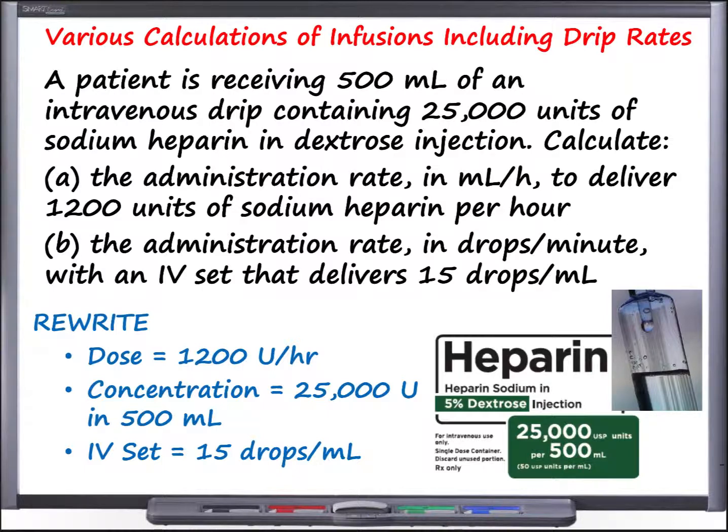First, the administration rate now in milliliters per hour to deliver 1,200 units of sodium heparin per hour. And secondly, the administration rate re-expressed in drops per minute, now using an IV set that actually delivers 15 drops per milliliter. Okay, just a really quick background. We've talked about heparin before in these podcasts. It's a common drug used, especially in an acute care or hospital setting, because unfractionated heparin is used to thin the blood.